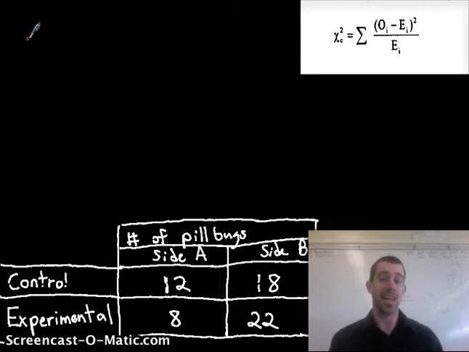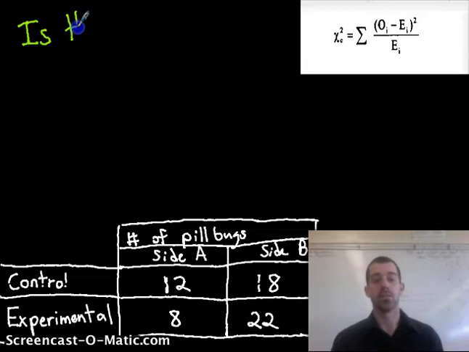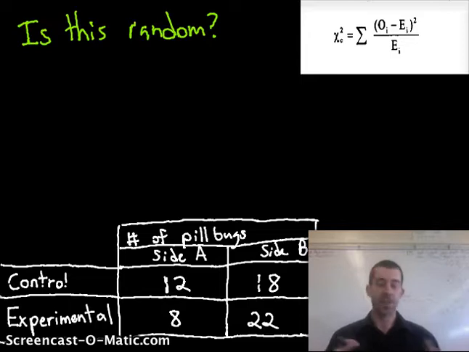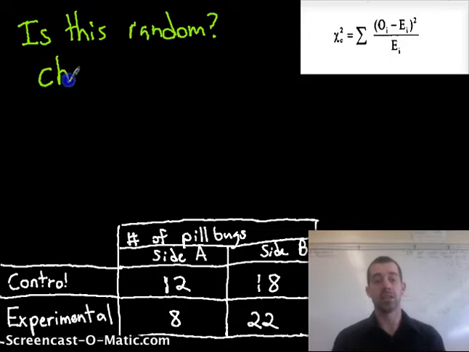But the question is, is that real? Is that a pattern? Do pill bugs always prefer side B, or is this simply random? That's an important thing to know because you don't want to go to the scientific community and say, I figured it out, all pill bugs prefer side B of a choice chamber, and then discover that that was actually just random chance. So in order to figure out if it's random chance, we do a statistical analysis called a chi-squared test.